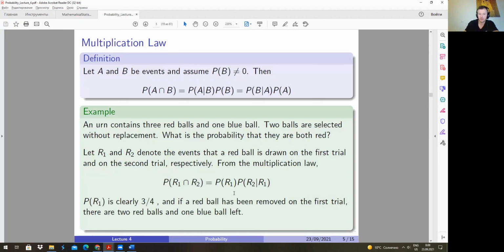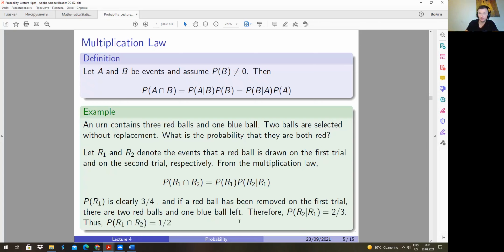So the probability of R1 is 3/4. This is clear, right? Because I'm taking one of 3 red balls out of 4 in total. But then look, the next probability is a conditional probability, because if I take out 1 red ball, now my sample decreases. I have fewer red balls and fewer balls in total in the urn. So there are 2 red balls and 1 blue ball left. What is the conditional probability to draw a red ball on the second step?